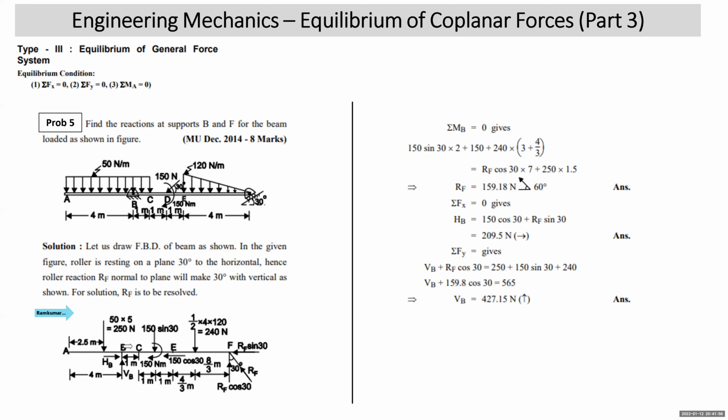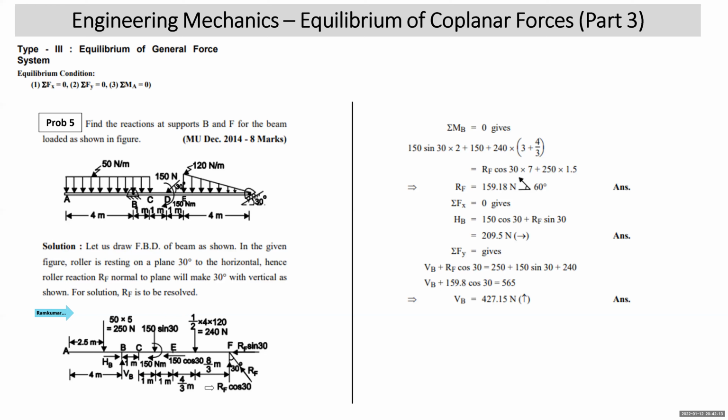Let's start. Sigma M. 150 sin 30 into 2 is a clockwise moment. 150 is an external moment, clockwise. 240 will also give clockwise. What is the perpendicular distance? 1 plus 1 plus 1, 3, plus 4 by 3. So 240 into (3 plus 4 by 3) will give you a clockwise moment.